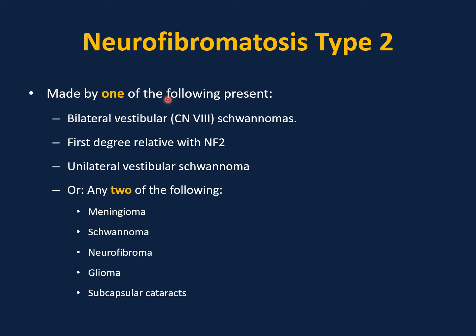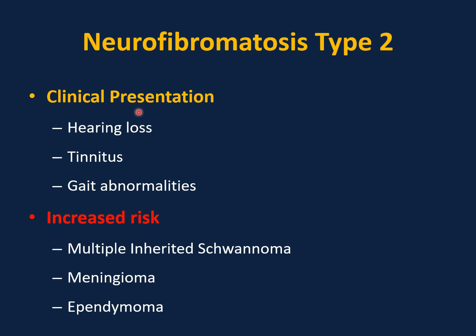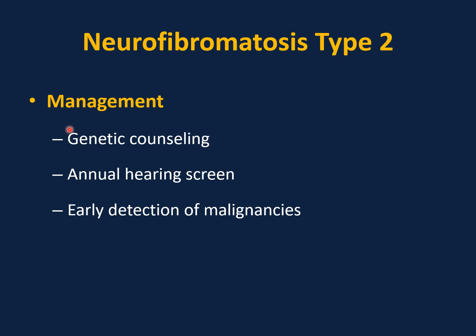Diagnosis of neurofibromatosis type 2 is made by one of the following: bilateral vestibular schwannoma or a tumor of the cranial nerve number 8, first degree relative with neurofibromatosis type 2, unilateral vestibular schwannoma, or any two of the following: meningioma, schwannoma, neurofibroma, glioma, subcapsular cataracts. Clinical presentation: hearing loss, tinnitus, gait abnormalities. Associated risk: multiple inherited schwannoma, meningioma, and ependymoma or brain tumor. Management: genetic counseling, annual hearing screen, and early detection of malignancies.